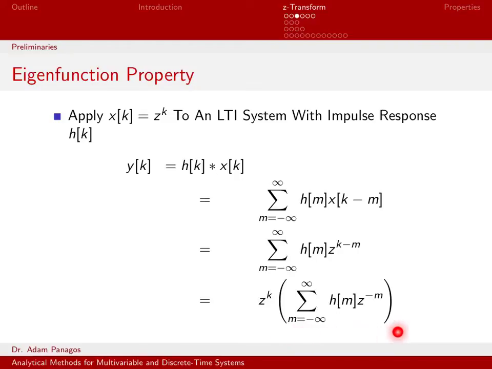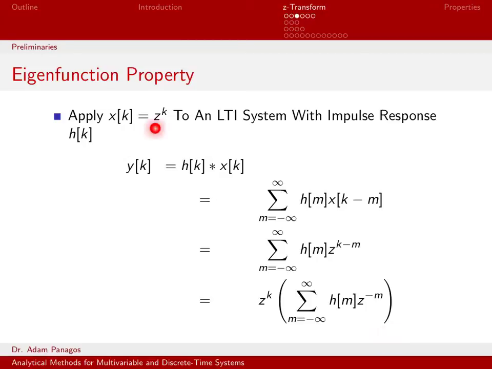Well, this quantity right here, if you'll notice, it's just a number. Z is just a number. Once we sum z to the minus m times h of m over all m, we've actually summed out all of the time domain, and this is just, in general, some complex number. So the input of z to the k yielded an output of z to the k scaled by a number. That is what we call an eigenfunction of the system, because the input is exactly what came out, just scaled by a number. And that's the definition of an eigenfunction.